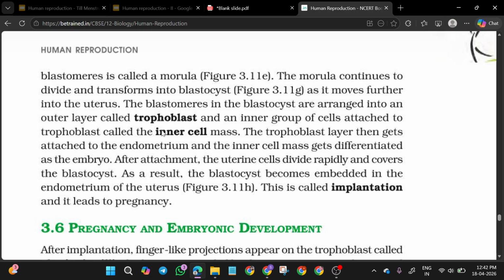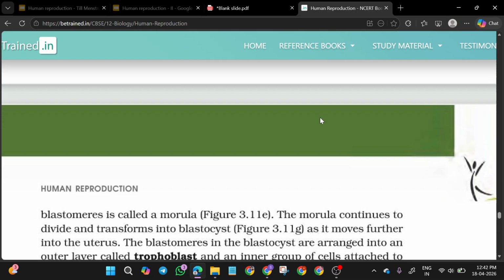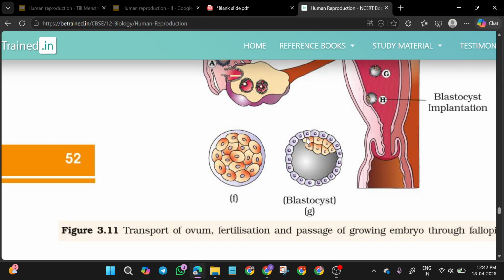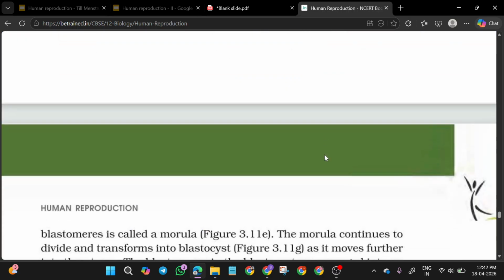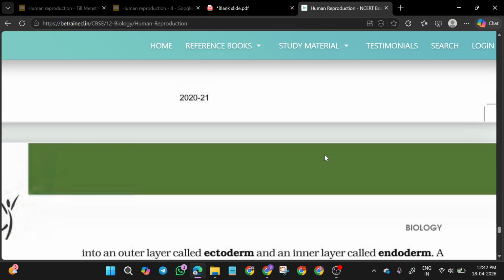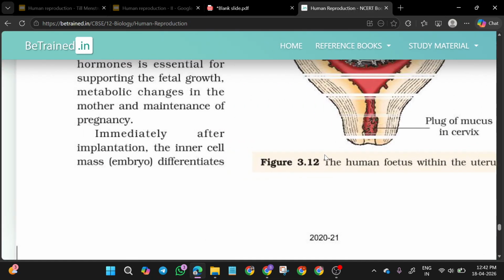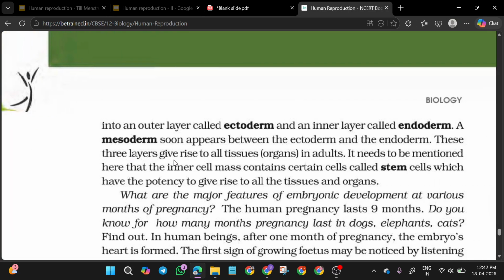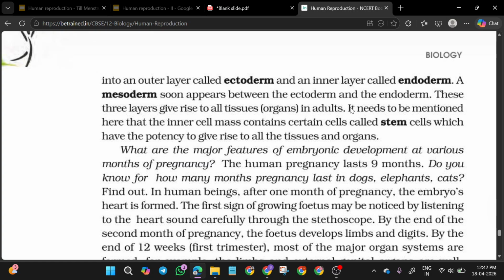And in the line பார்க்கணும், outermost layer is trophoblast, inner group of cells attached to trophoblast ஒரு பக்கமா இந்த இடத்துல attach ஆயிரும், that is inner cell mass. இந்த இடத்துல இருக்கிற கேப்புக்கு பேரு blastocele, that you can just see. So இப்போ இத பத்தி இங்க ஒரு பாயிண்ட் சொல்லிருப்பாங்க, that is, immediately after implantation the inner cell mass differentiates into 3 layers. Outer layer ectoderm, inner layer endoderm.